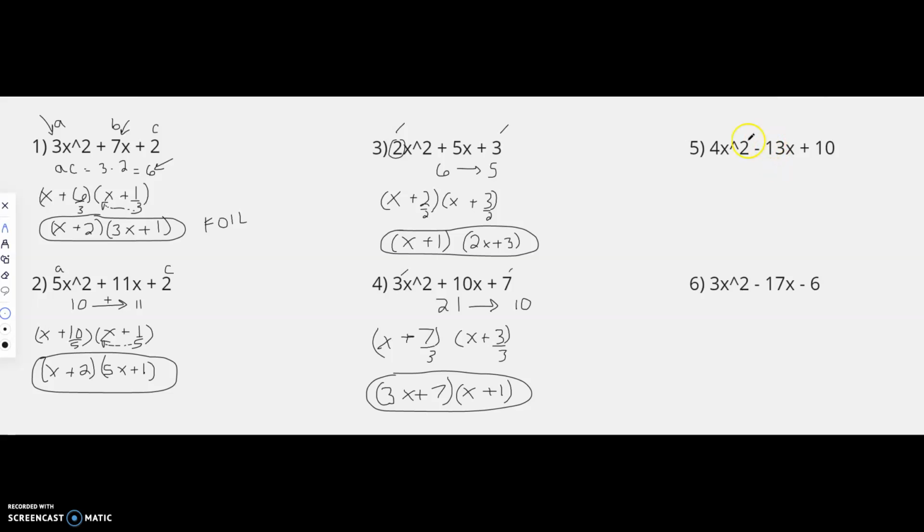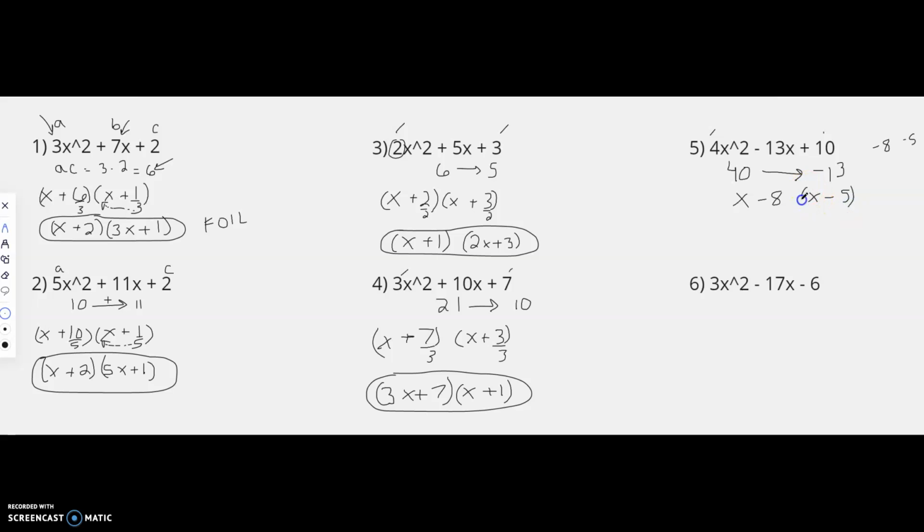Number 5, we take 4 times the 10 and get 40. We're looking for factors of 40 that add up to negative 13. Those numbers are negative 8 and negative 5. Keep in mind, negative 8 times negative 5 is a positive 40, but if we add those together, we get negative 13. So let's get that written here. X minus 5 and x minus 8.